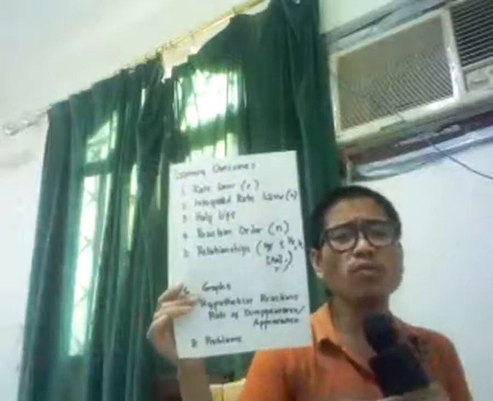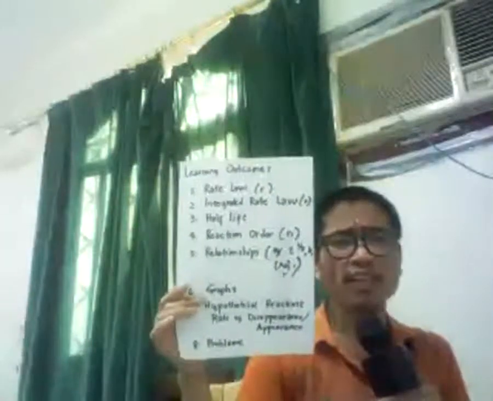And then we need to go to our second learning outcome, which is the integrated rate law. This involves calculus already.